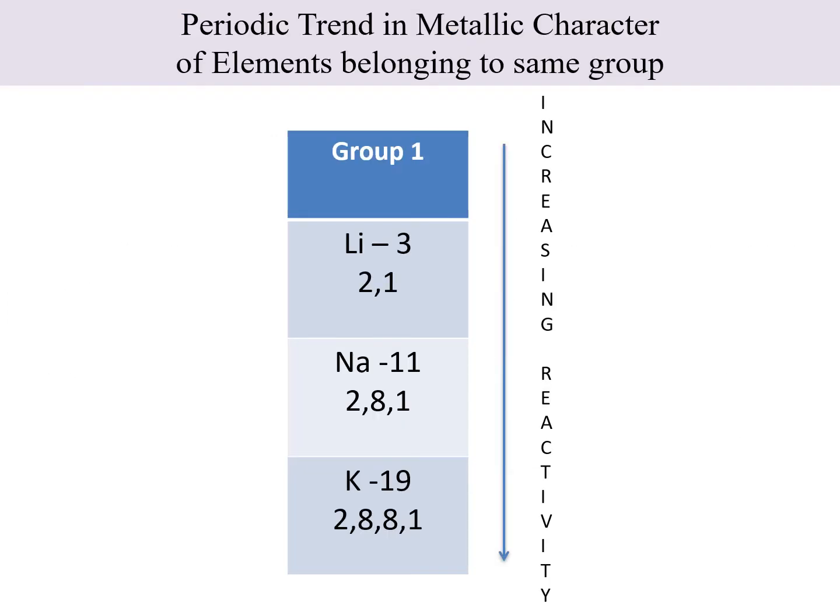The next thing that we are going to study is the periodic trend in metallic character of elements belonging to the same group. Now here we have taken group 1 with lithium, sodium and potassium as metals. All 3 belong to the same group, have the same number of valence electrons, but they belong to different periods and hence they have different number of shells. As we go down, we find that the number of shells goes on increasing.